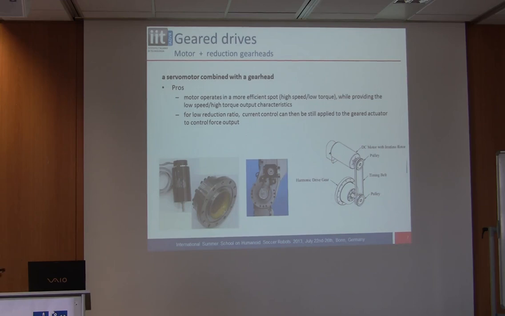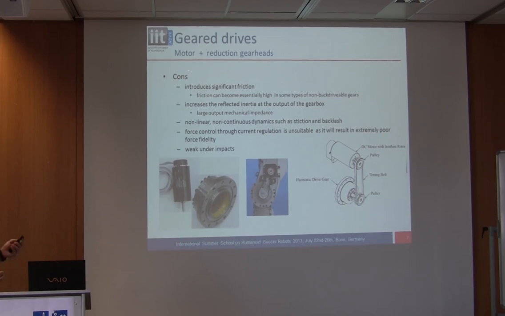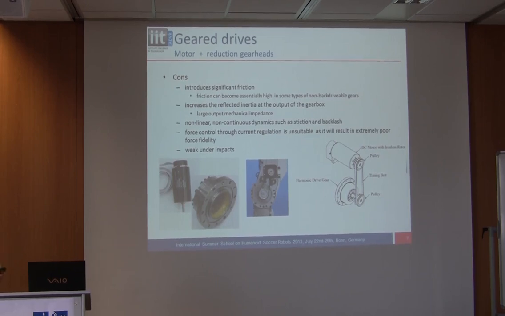Also, the current control that I mentioned before, which can be used to control the torque, can still be used in this case, but only for low gear ratios. As you will see in the next slide, some of the disadvantages of the gear drive are the very nonlinear dynamics they have. They have backlash, stiction and friction that make it difficult to control the torque at the output using the motor current if the gear ratio increases significantly. So current control can still be used for some torque control at the output, but only for low gear ratios.